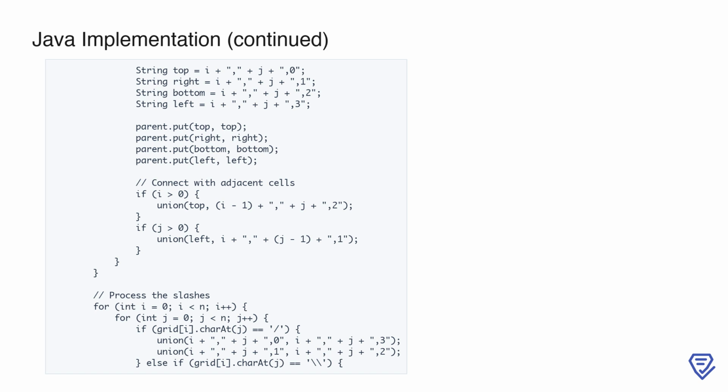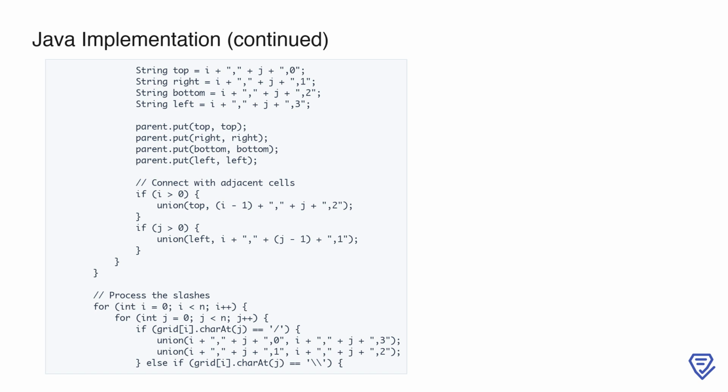After initializing the segments, we connect adjacent cells wherever appropriate. If the current cell has a cell above it, we connect the top segment of the current cell to the bottom segment of the cell above. Similarly, if the current cell has a cell to its left, we connect the left segment of the current cell to the right segment of the cell on the left. This ensures that shared boundaries between cells are represented as connected regions.